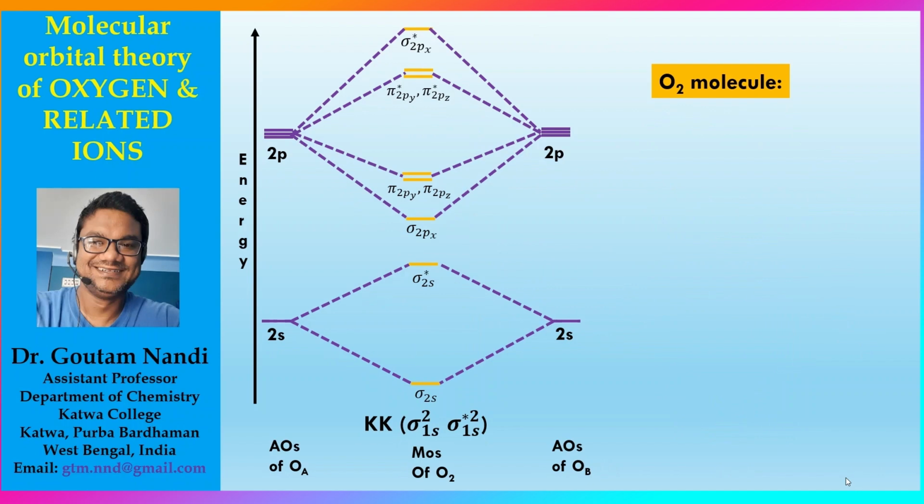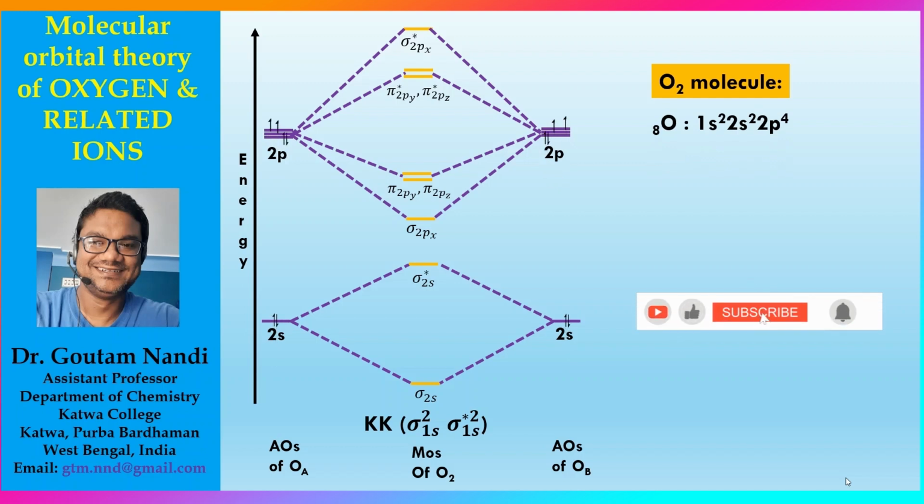Now oxygen has the electronic configuration 1s2, 2s2, 2p4. So the two oxygen atoms will form the O2 molecule and their electronic occupations will be like this. I have not shown the 1s orbital because I have written here the KK shell, in which the 1s orbitals of the two oxygen atoms are involved, forming sigma 1s2 and sigma star 1s2 molecular orbitals. Now 2s and 2p are the frontier orbitals and those will be involved in forming the higher energy molecular orbital diagram.